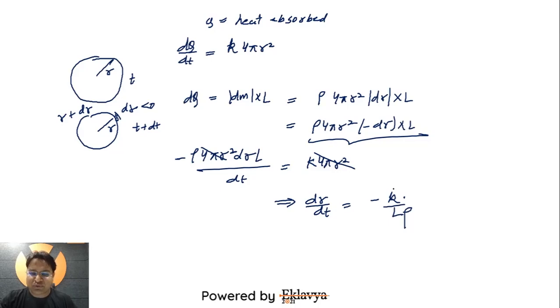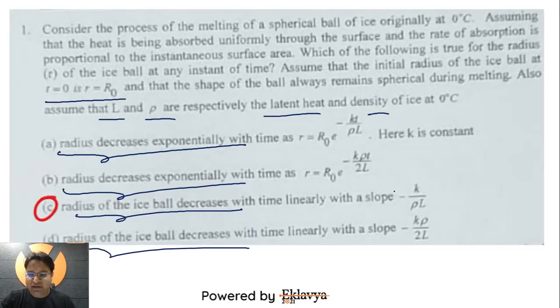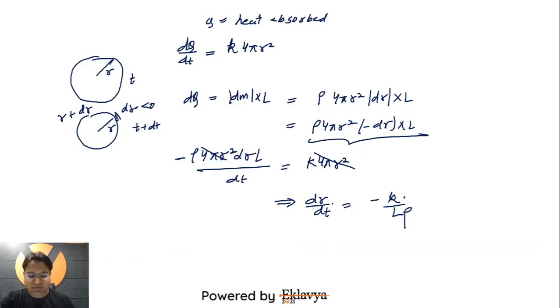k represents the proportionality constant. Now if we go back and check the options, we can see that option C is the correct one. It says the radius of the ball decreases with time linearly with a slope this much. So option C looks to be the correct one. I hope you understood the question, guys. See you for the next question.